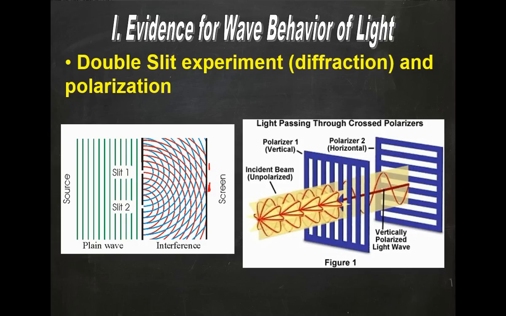Another way that we can prove that light behaves as a wave is through polarization. If we pass light through a polarized filter, light is only allowed to come out in one orientation. So if we take a second filter and put that one so it only allows light to go through horizontally, then actually no light would be emitted from the other end. And this proves also that light behaves as a wave.